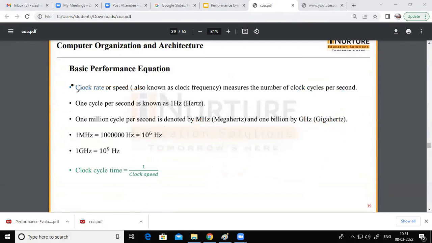Okay, so when we talk about clock rate, whenever we talk about rate, we are talking about speed. Speed, in terms of distance and time, is equal to distance upon time. So when we talk about rate, we have to divide that particular parameter by time. When we talk about this clock rate or the speed, we are actually talking about the clock frequency.